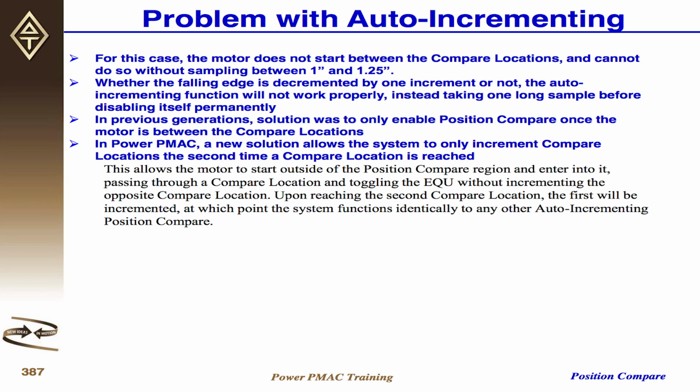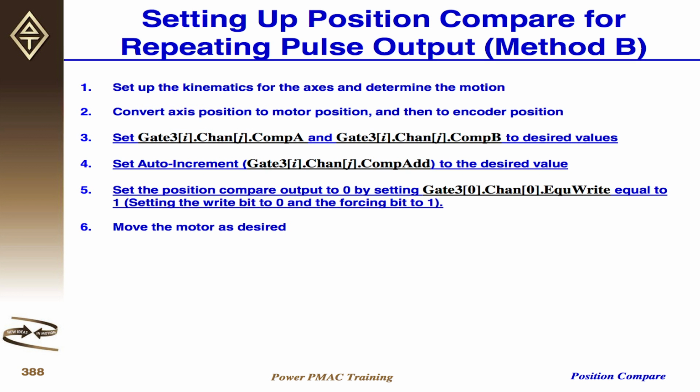So in order to do that, this explains more or less what I just said. In order to do this, we've reordered the steps slightly. Now, for step 3, you set up your Comp A and Comp B. Step 4, you set up your Comp Add. But then after you've set up your Comp A, your Comp B, and your Comp Add, then you write to the EQU write register.